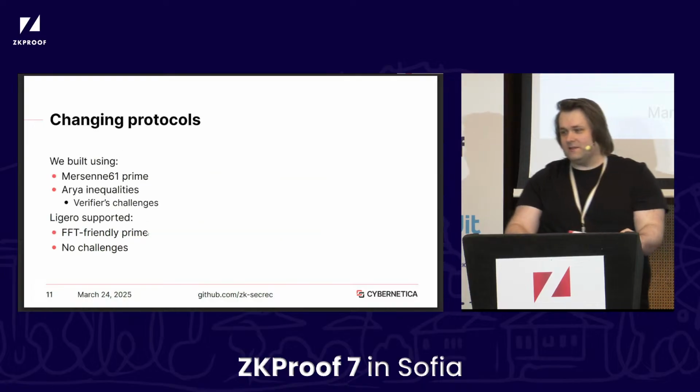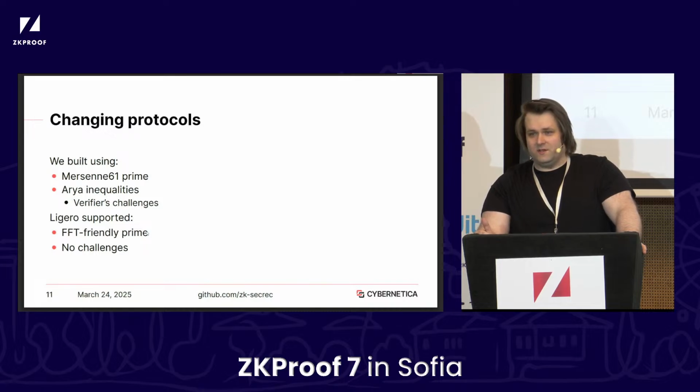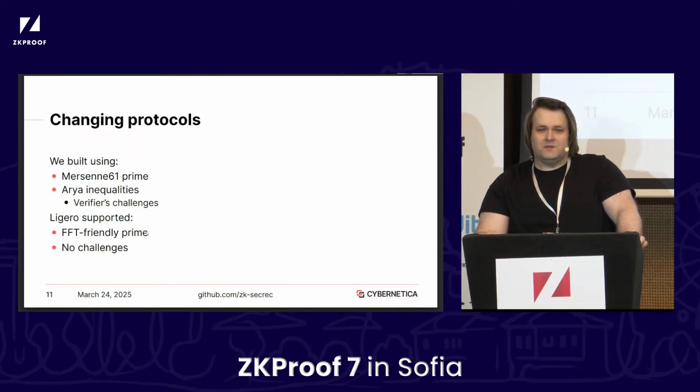Now, when we had this use case built out, we wrote it with the Mac and Cheese backend in mind. So we used Mersenne 61 as the prime. We used some extra features like ARIA inequalities to speed up our inequality checks. And to do that, we also used the verifier challenges. That's an extra thing that the protocol provides us, the capability to give us verifier challenges. But this is not always the case.